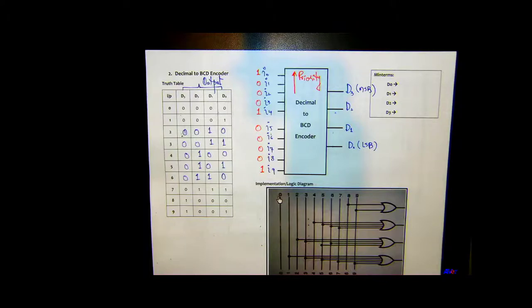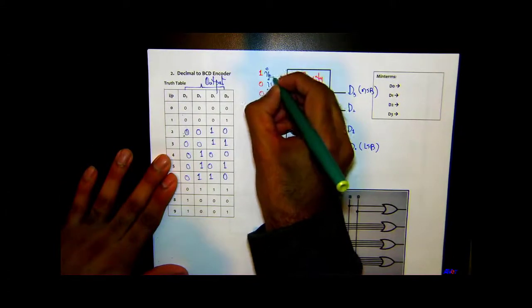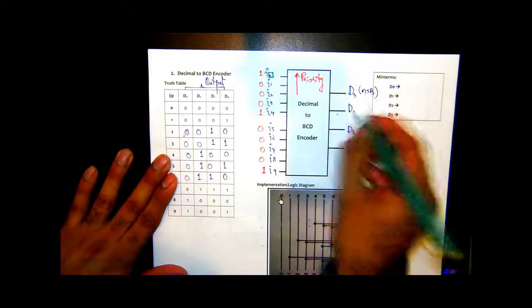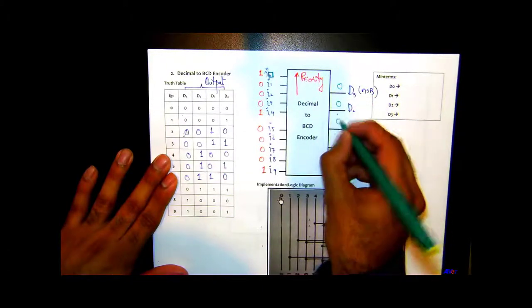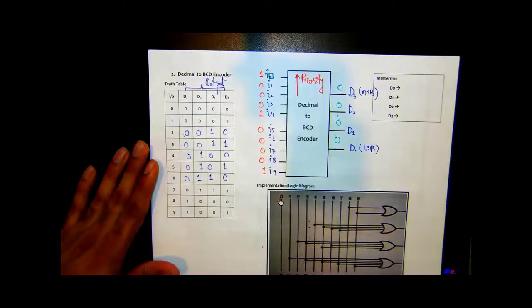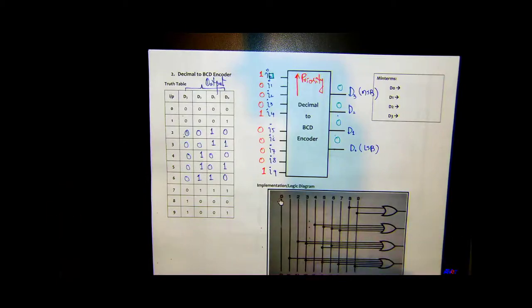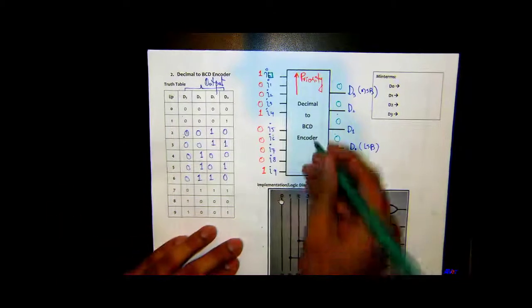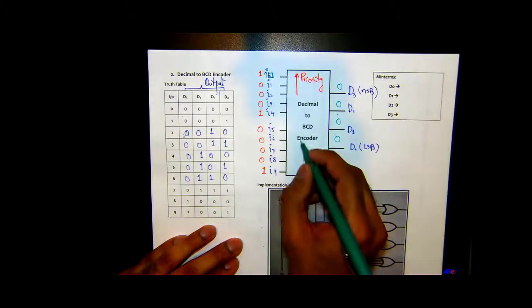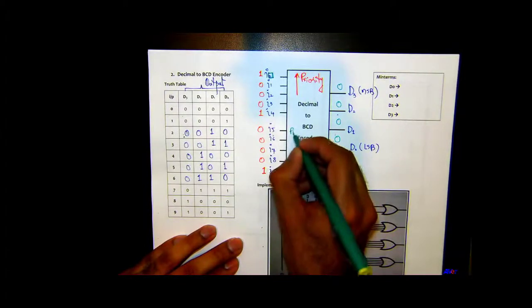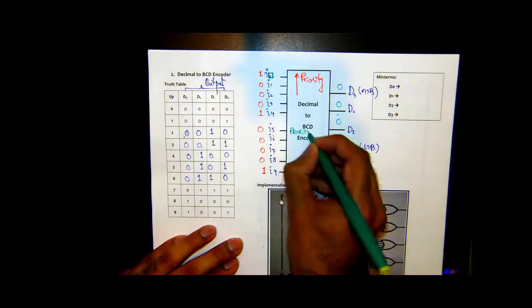Which data line has the highest priority here? Come on, guys. It's I0, right? I0 has the highest priority. What is the decimal code for 0? So it's all going to be 0. All right. You can make a decimal to BCD encoder. It actually just became a decimal to BCD priority encoder. You can add priority to any kind of encoder.